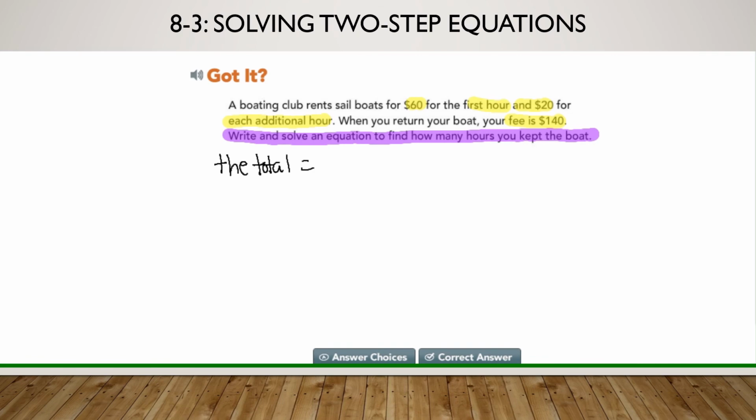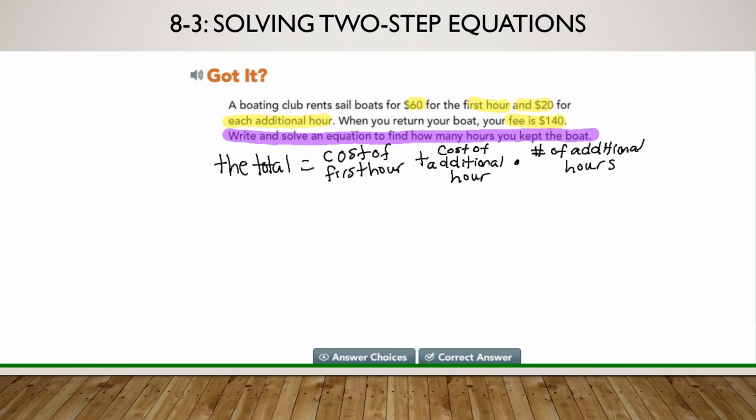We have to figure out what makes up the total cost. We know $60 for the first hour and $20 for each additional hour. But how would that look in words? Cost of the first hour plus cost of additional hour times the number of additional hours. So that's how this will look in words.